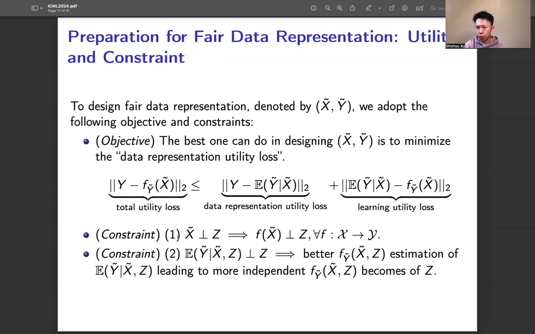And for the constraint, we require the x tilde to be independent of z so that any measurable function taking only x tilde would be guaranteed to be independent of z. Also, one might use both x tilde and z to generate a predictor for y. Therefore, we also require the perfect prediction of y given x tilde and z to be independent of z, under the following thinking. If a model using x tilde and z is closer to the perfect prediction, then the more independent it should be with respect to the sensitive information, because we require the perfect prediction to be independent of z.